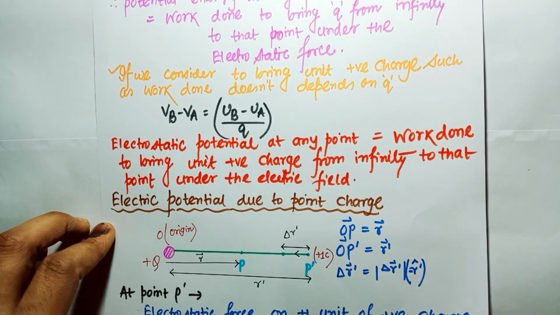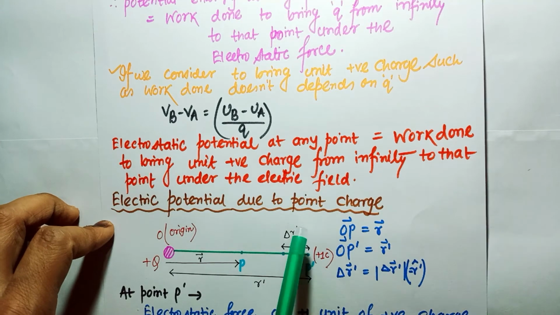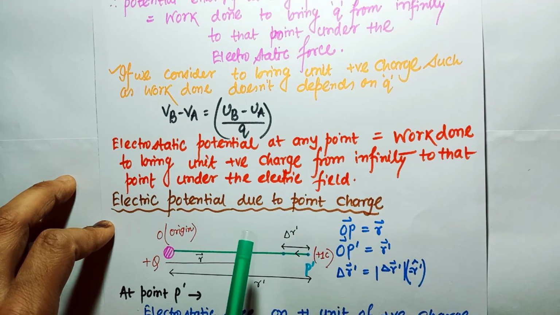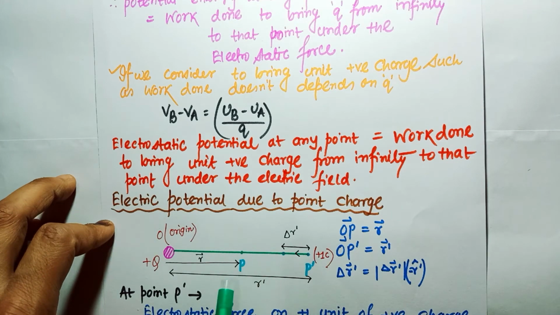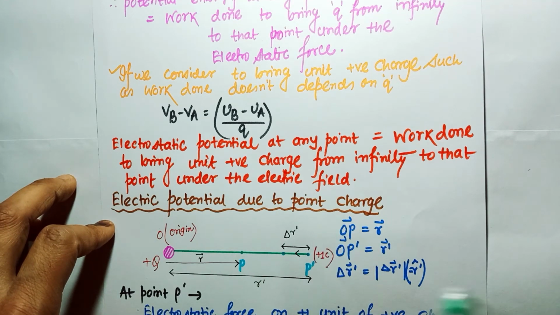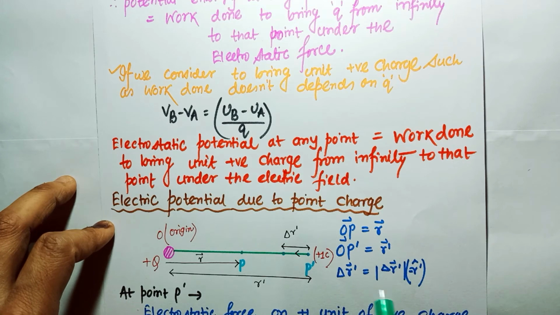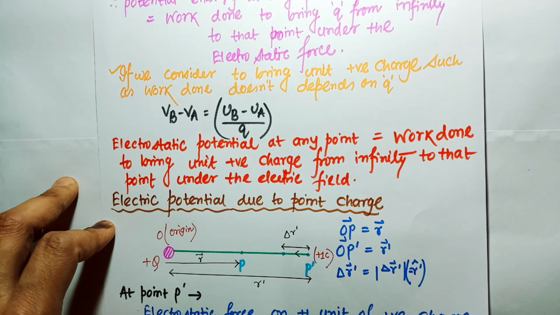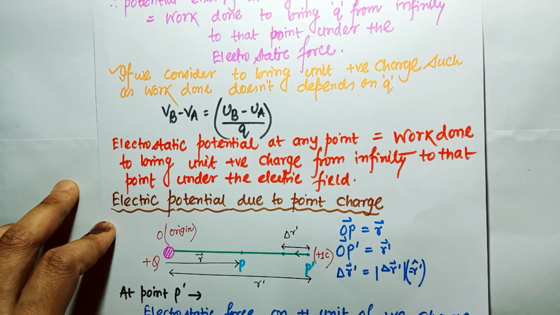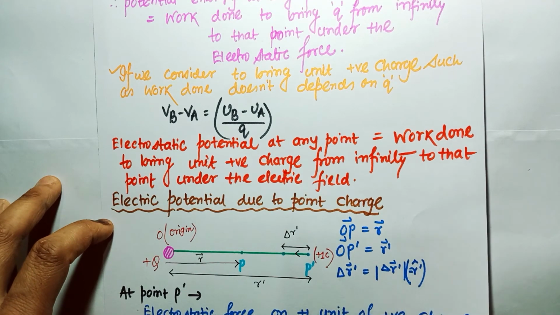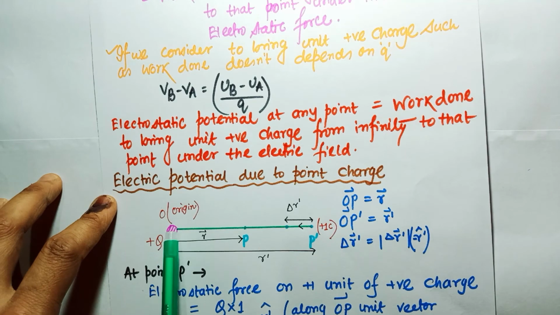So we can say that the potential is 0 at infinite distance, and the electrostatic potential at any point P means that we bring a unit positive charge from infinite distance to the point P. It is the measure of the electric potential. Now we try to calculate the electrostatic potential due to some point charge. So this is the diagram, this is the origin here.